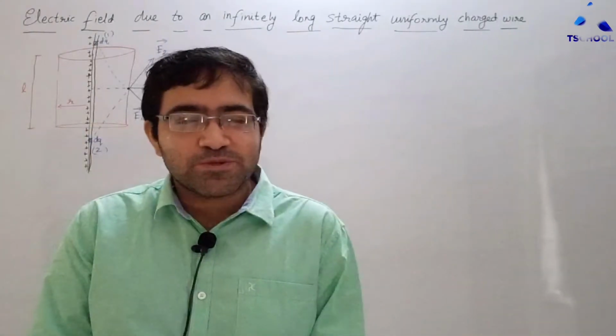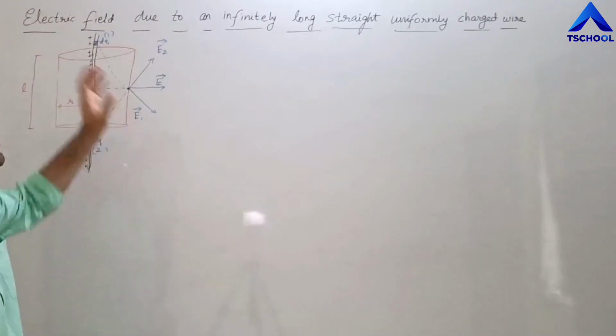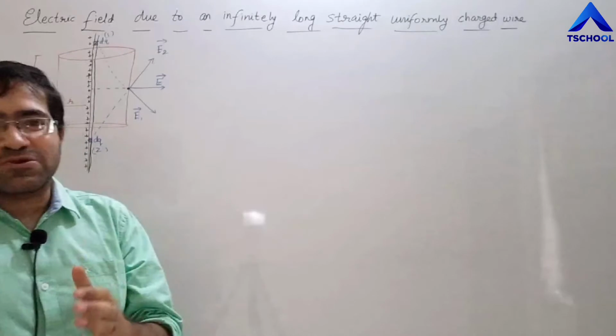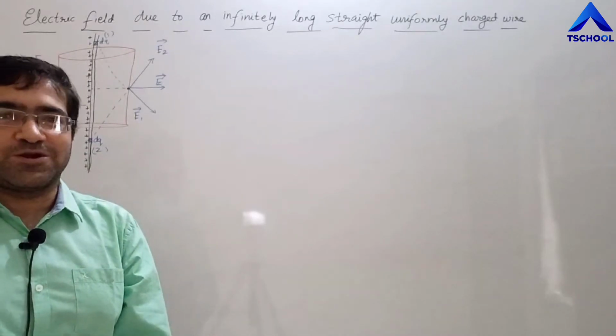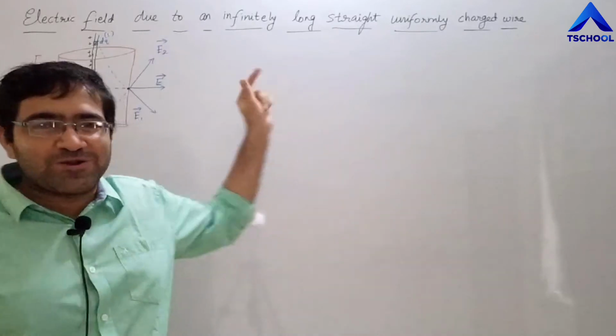Hello again students. In this video we are going to derive the electric field due to an infinitely long straight uniformly charged conductor. Well, the title is as long as this wire is.